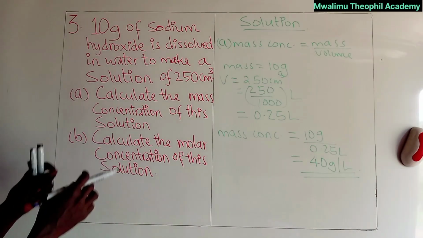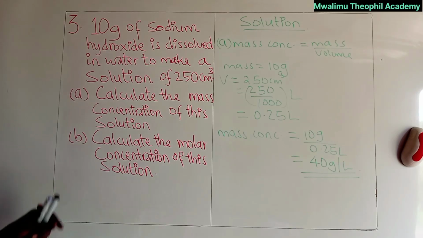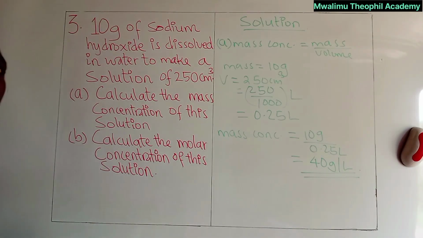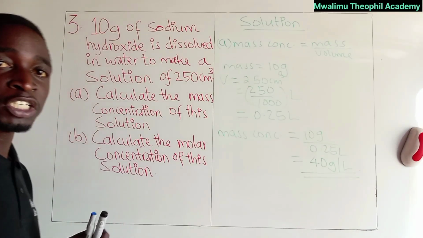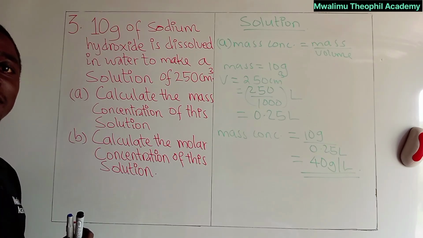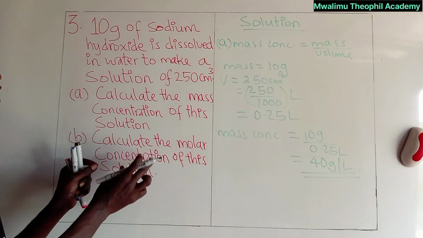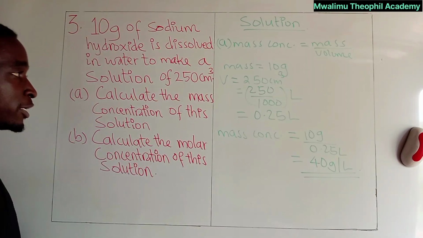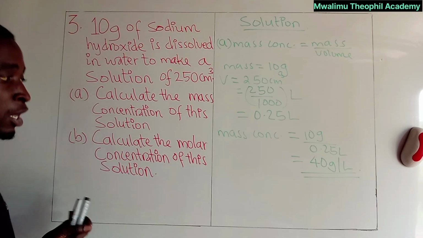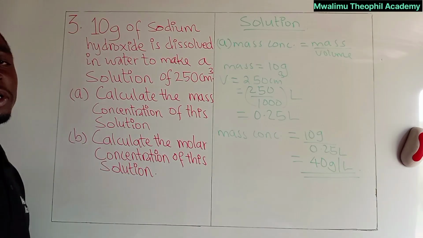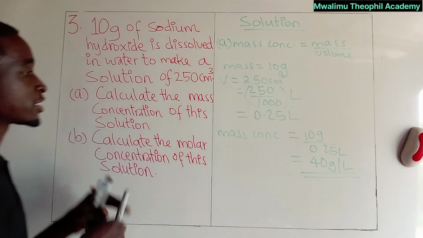After that, let's see the solution for our second part. In our second part, we are asked to calculate the molar concentration of this solution. Whenever you are asked to calculate the molar concentration, you have to keep in mind that what is asked there is molarity. So here, in terms of molar concentration, we are going to find the molarity of the solution. As usual, we've said that molarity of the solution is equal to the number of moles over volume.